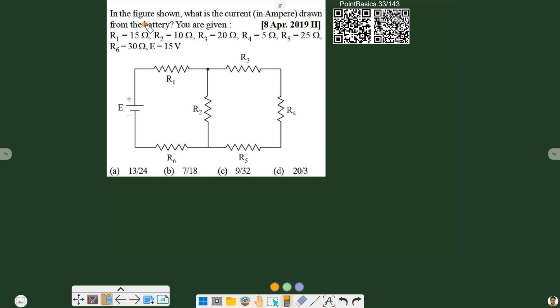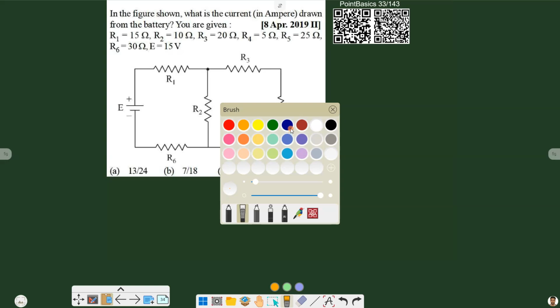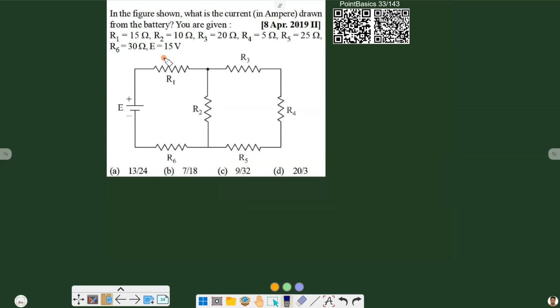So in the figure, what is the current in ampere drawn from the battery? We have given values of all the resistances. R1 is 15 ohm. R2 is 10 ohm. R3 is 20 ohm. R4 is 5 ohm. R5 is 25 ohm, and R6 is 30 ohm.